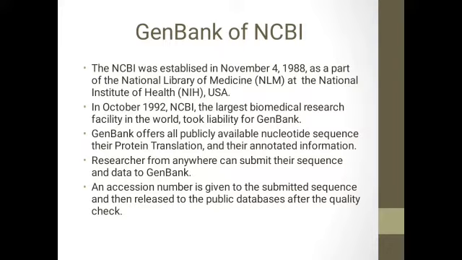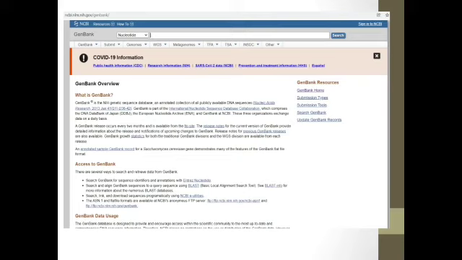NCBI was established on November 4, 1988 as a part of the National Library of Medicine at the National Institutes of Health, USA. In October 1992, NCBI, the largest biomedical research facility in the world, took over responsibility for GenBank. GenBank offers all publicly available nucleotide sequences, their protein translations, and their annotation information. Researchers from anywhere can submit their sequence and data to GenBank. An accession number is given to the submitted sequence and then released to the public database after a quality check. This is the GenBank site.